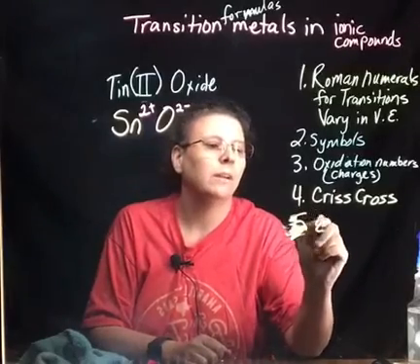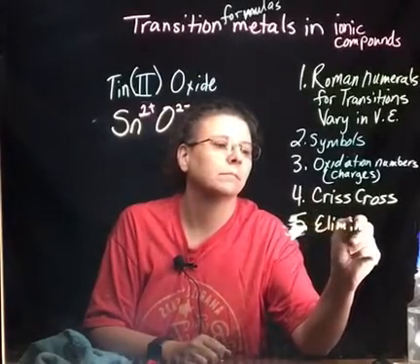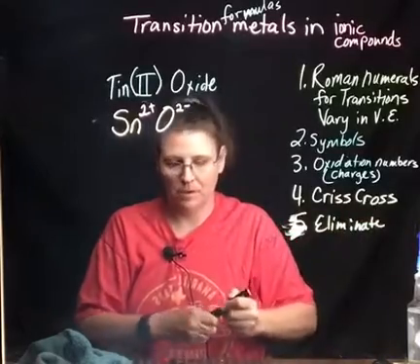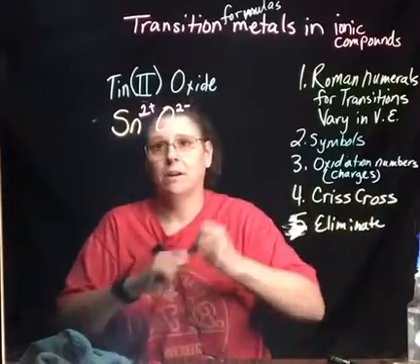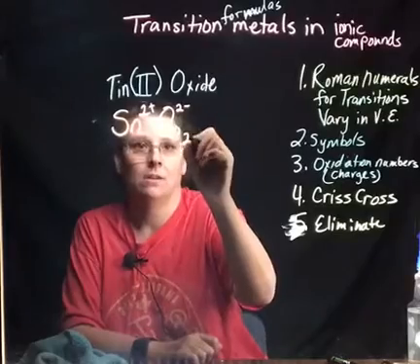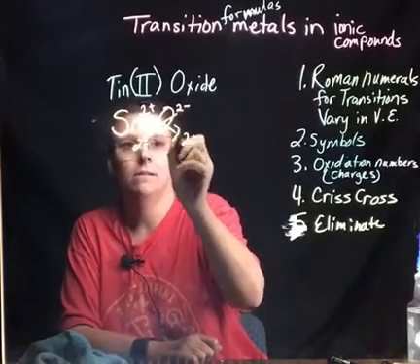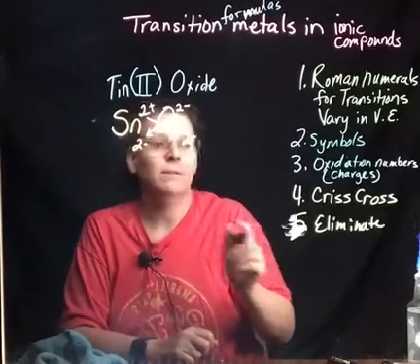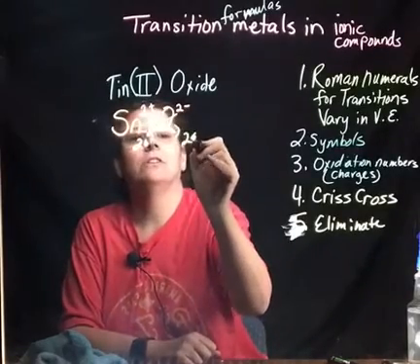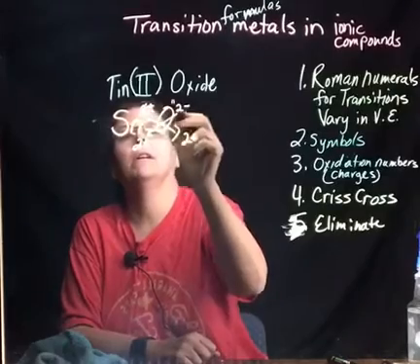Number 5, we're going to eliminate. So let's go ahead and do that real quick. We're going to crisscross down. 2 plus, 2 negative. And then we're going to eliminate. I'm going to get rid of these charges here. I'm going to get rid of up here.